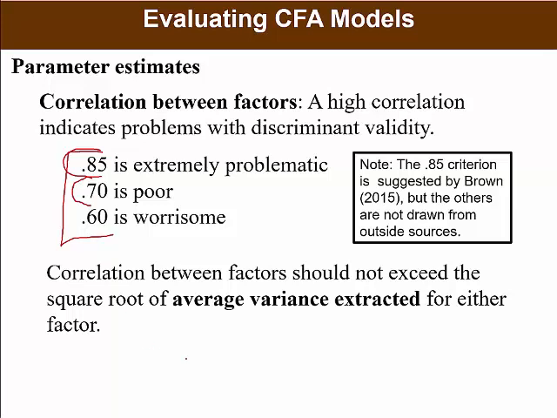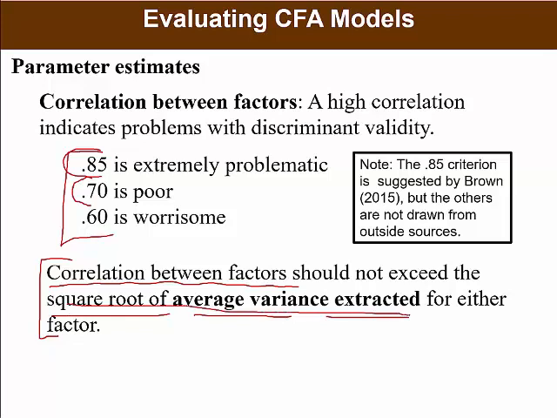So another way we could do this is to evaluate whether our correlation between factors is too high, and this gives us more of a concrete cutoff we could use. We could say that the correlation between factors should not exceed something I'm going to call the square root of the average variance extracted for either factor. So the correlation between factors should not exceed this thing we call the square root of average variance extracted for either factor. So what exactly do I mean by that? Well, let's take a look.